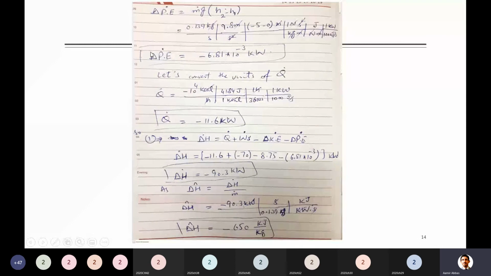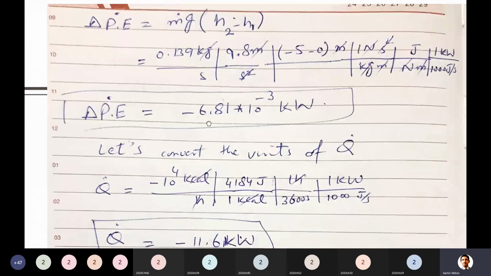Because the mass flow rate is the same, I took mg common out of this, and this is the change in potential energy. Because we have a mass flow rate, it is m dot g multiplied by h2 minus h1. Look, mass flow rate is the same thing in kg per second. For g, I will be using 9.8 meter per second squared, because I'm dealing with SI units.